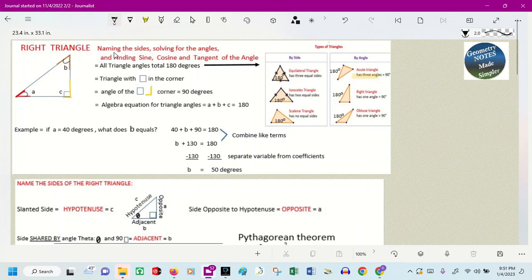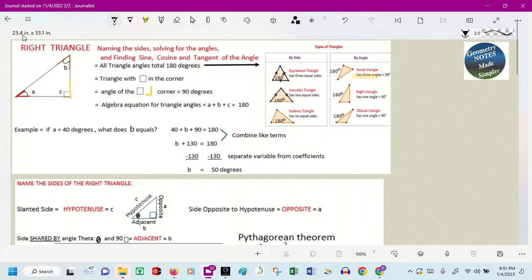We're going to look at naming the sides, solving for missing angles, and finding the sine, cosine, and tangent of an angle. Okay, what we do know about triangles is no matter what type of triangle it is, all angles will always add up to 180 degrees. No matter what type of triangle it is, all three angles will always add up to 180 degrees.